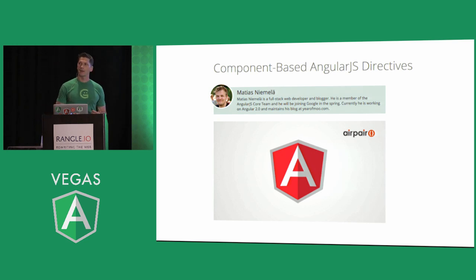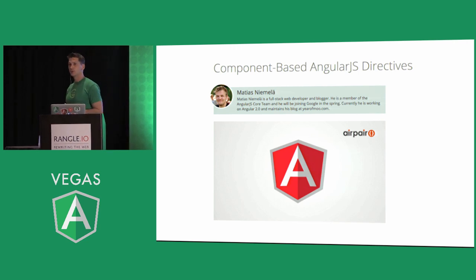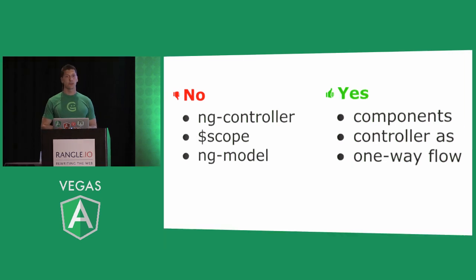And that's where stuff like my boy Matthias wrote an article for on AirPair about component-based Angular directives. And if you can build your Angular 1 app with components, it does help a great deal to make it easier to reason when they get larger. So that means not using ng-controller, not using scope or two-way data binding, using directives as components, and trying to create some sort of one-way data flow. Now, if you do these things, it is possible. People do create large apps within Angular that are easy to reason.